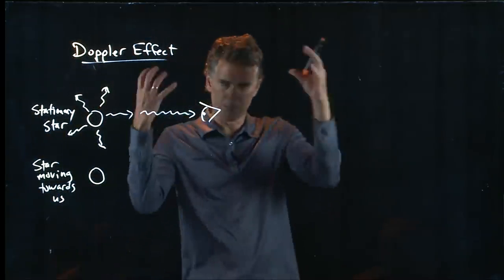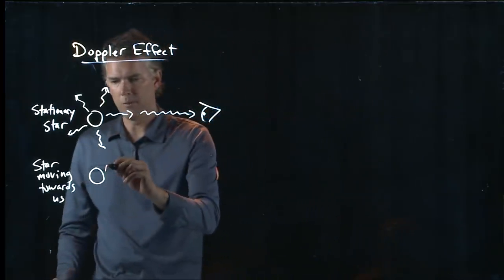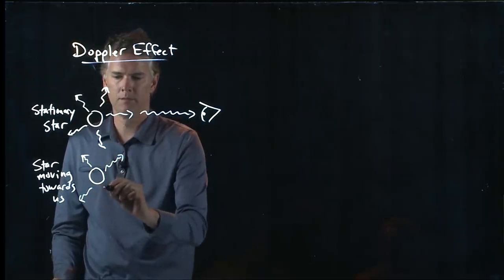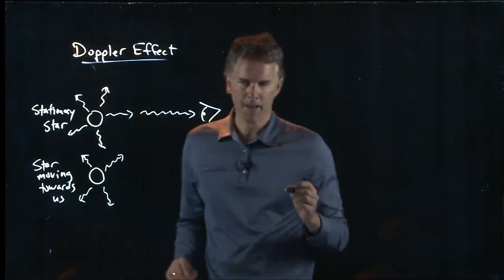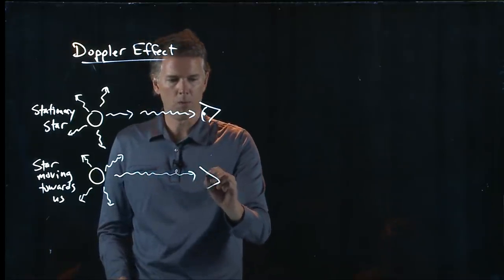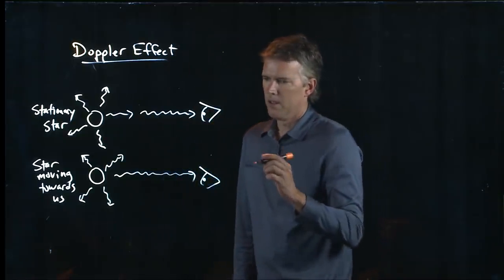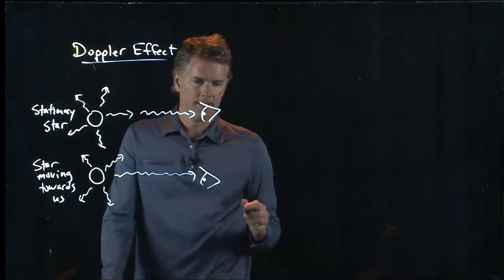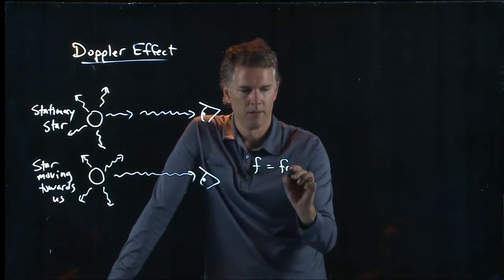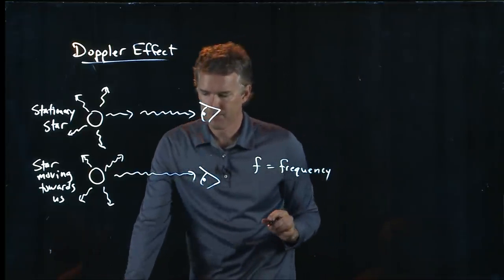Okay, the universe is a big, crazy, violent place. Stars are moving all over the place. Let's say we find one that is moving towards us. It's still emitting light, and some of that light gets all the way to us. When we look at that light, we can measure the frequency. F is the frequency of that light.